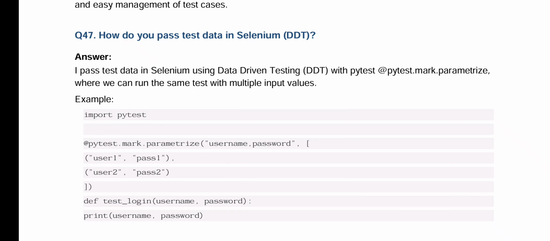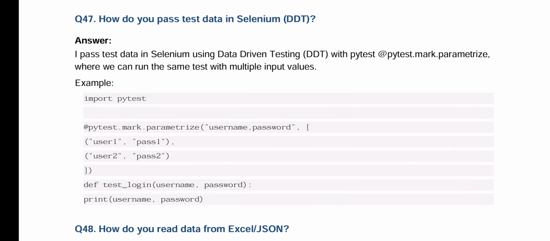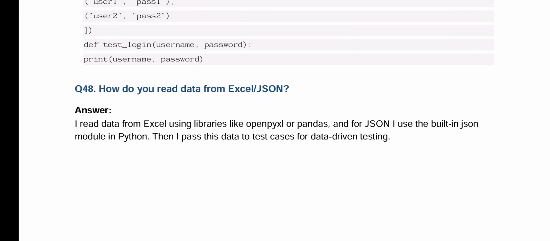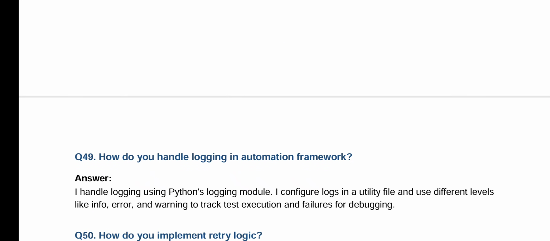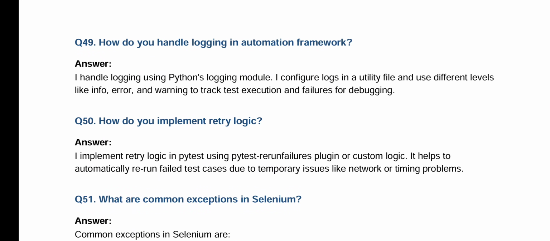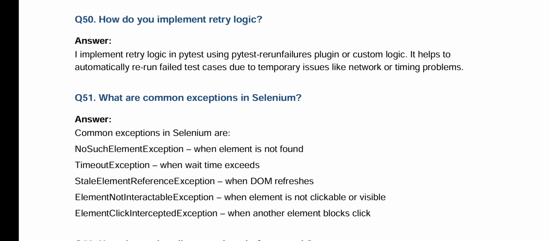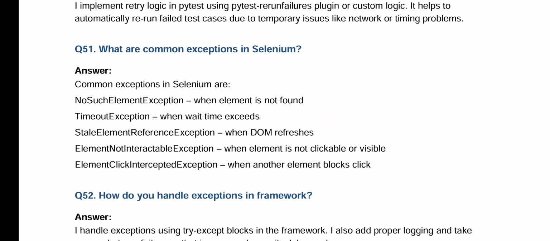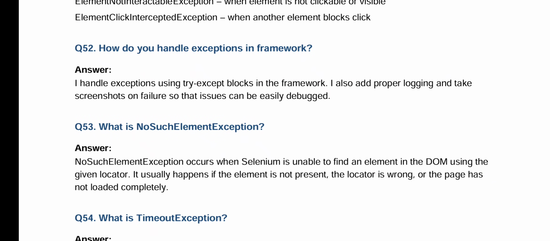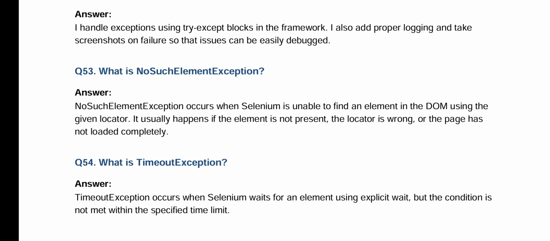How do you pass test data in Selenium? How do you read data from Excel or JSON file? How do you handle logging in automation framework? How do you implement retry logic? What are the common exceptions in Selenium? How do you handle exceptions in framework?